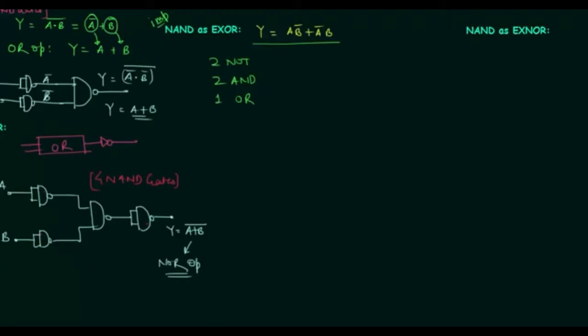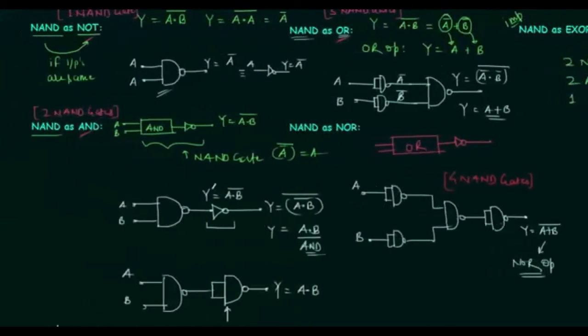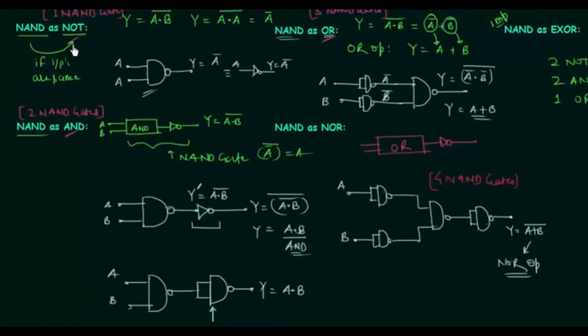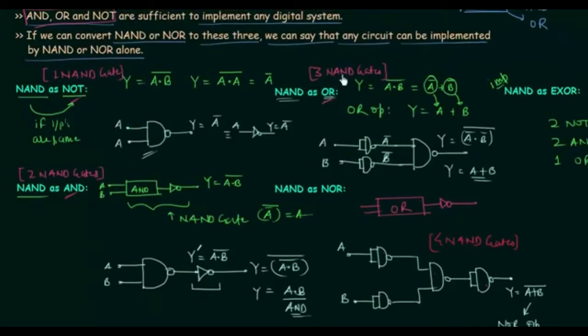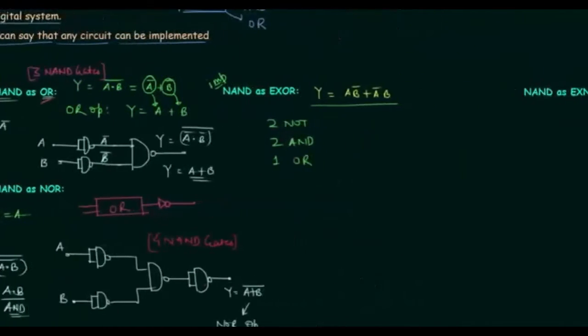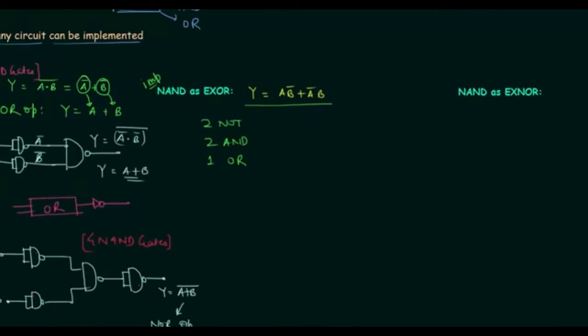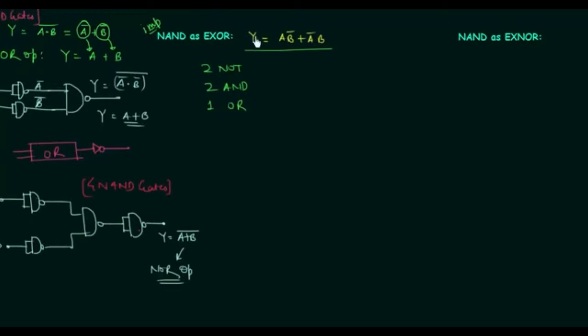and as I have already explained, in case of NOT gate we require one NAND gate, in case of AND gate we require two NAND gates, and in case of OR gate we need three NAND gates. So let's try to calculate how many NAND gates we require to implement the XOR gate.